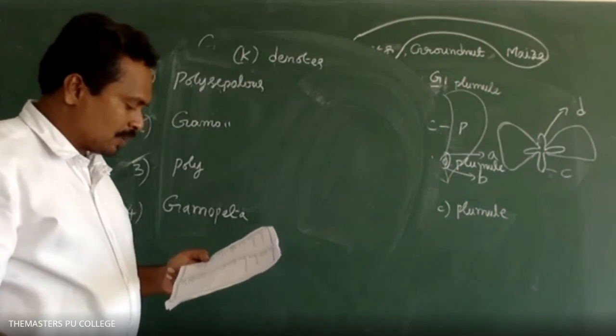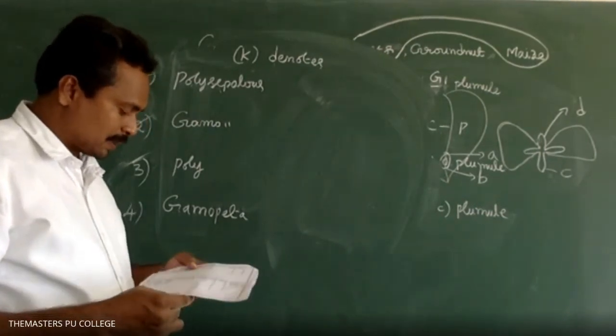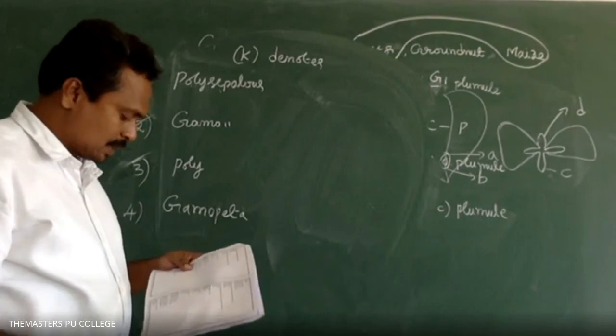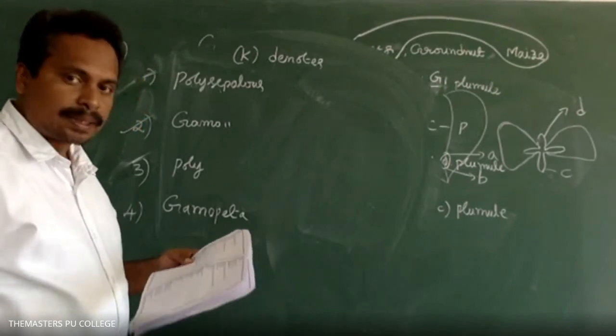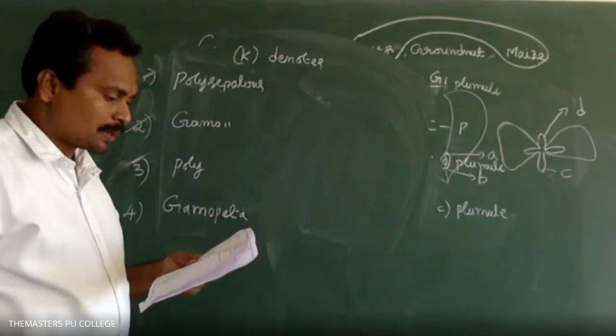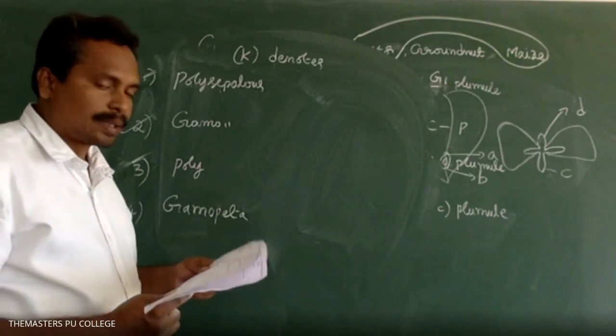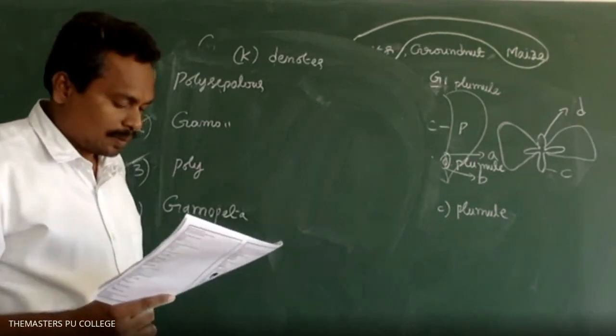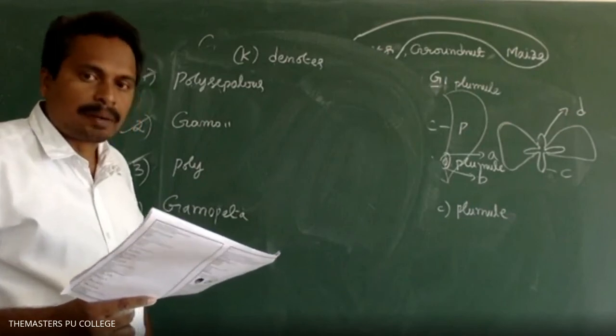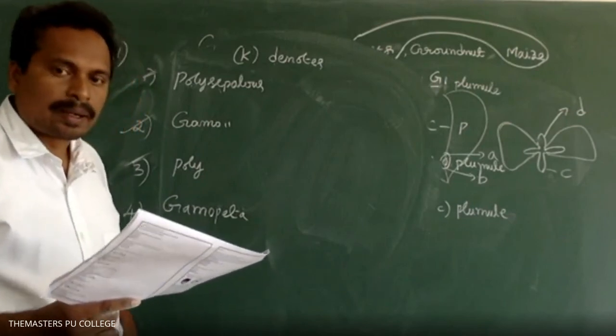Next, the following floral diagram belongs to the plant. Option 1 is Brassica. Option 2 is Elm. Option 3 is Solanum. Option 4 is Ram. Very good. Option 1, Brassica.